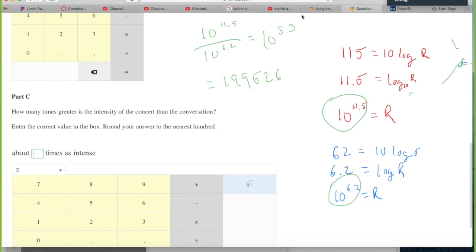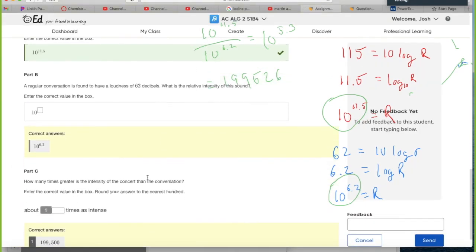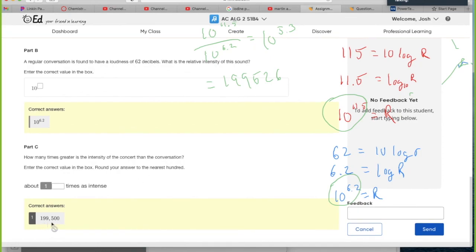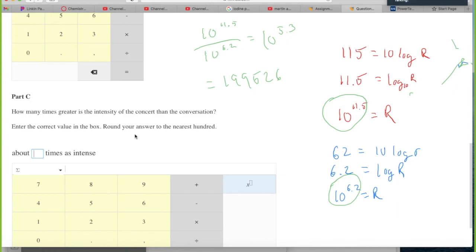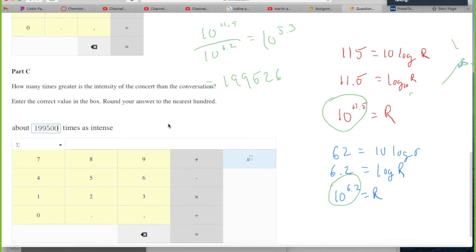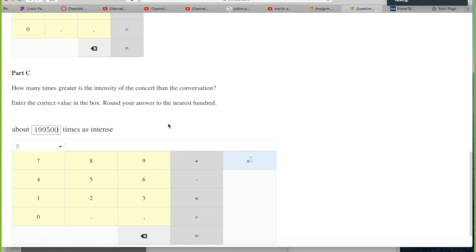Concerts are really loud. Let's check that answer. Look at that. Oh, they rounded. Round to the nearest 100. Yeah, it did tell us to round. So you would type in 199,500. So there you go. Not too difficult, I hope. Hopefully it all makes sense. If not, I'll see you in class and we'll practice some more.